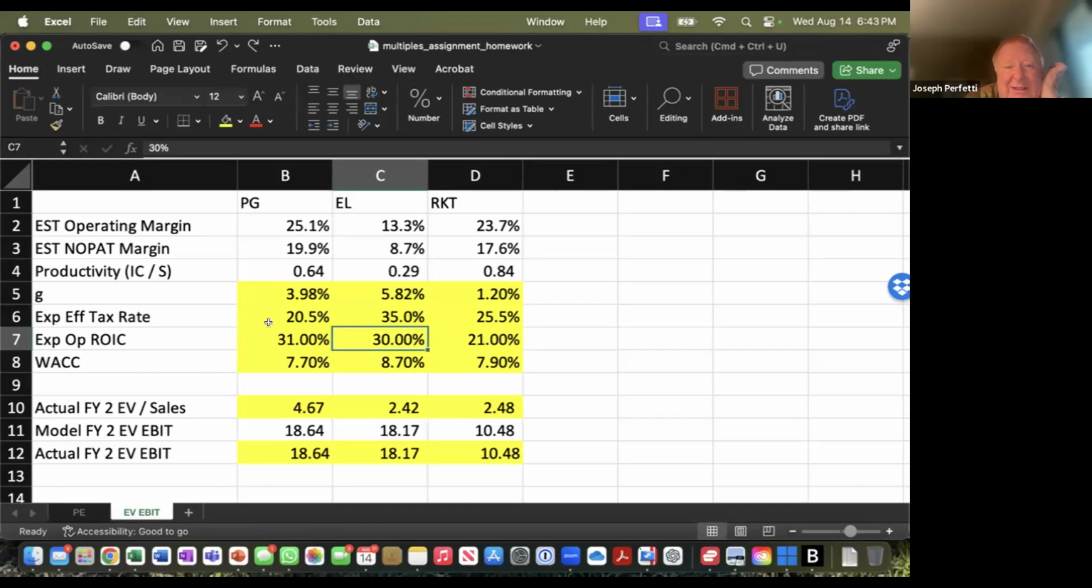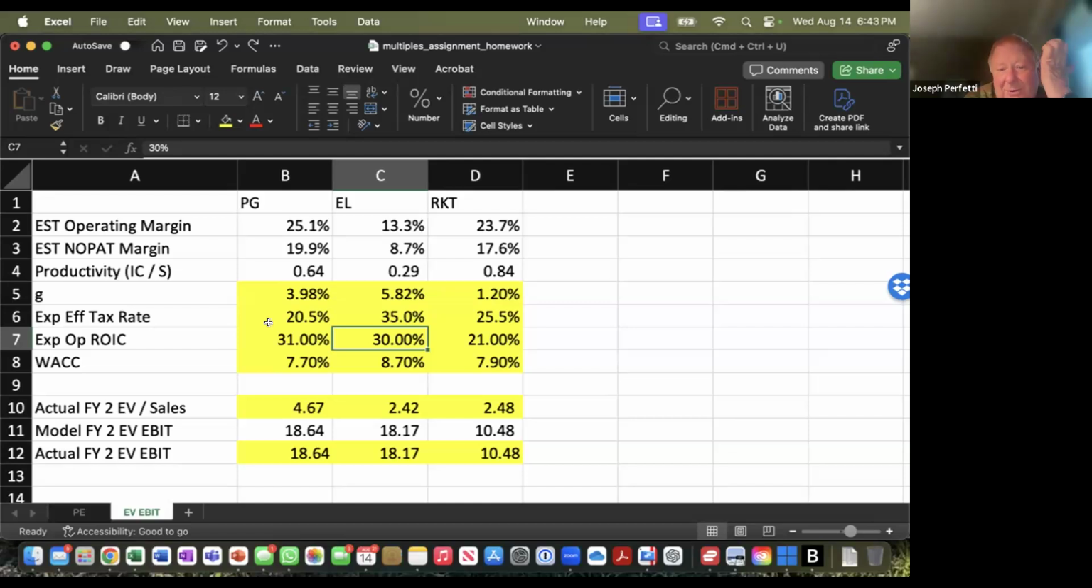But nonetheless, it's the much higher margin that gives a higher EV to sales. What's interesting is why Reckitt's EV to sales is so low, 2.5 versus 4.7 at P&G. Their margins are pretty high, 24% pre-tax and about 18% after tax. Their productivity is worse, 0.84 versus 0.64, not dramatically. The problem with Reckitt is the lack of growth.